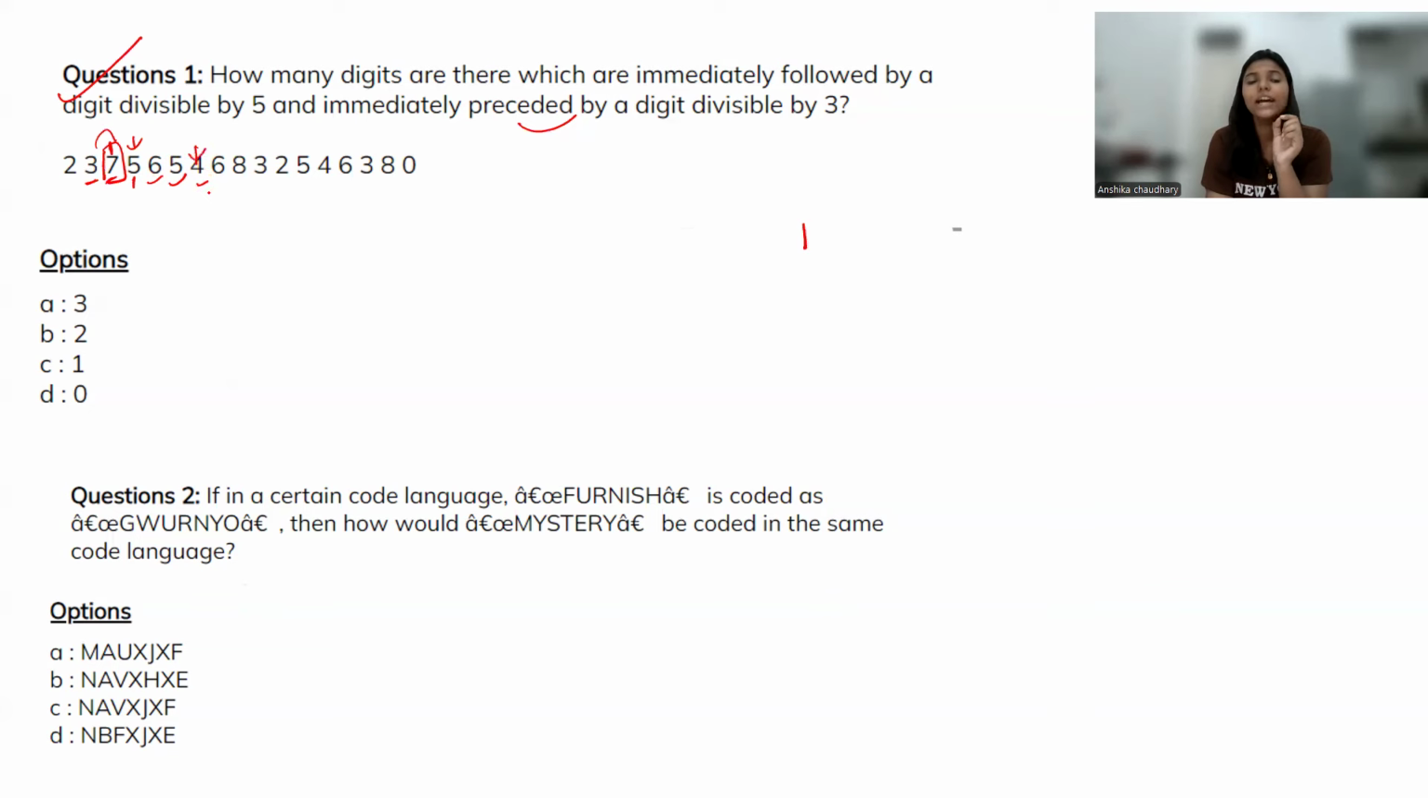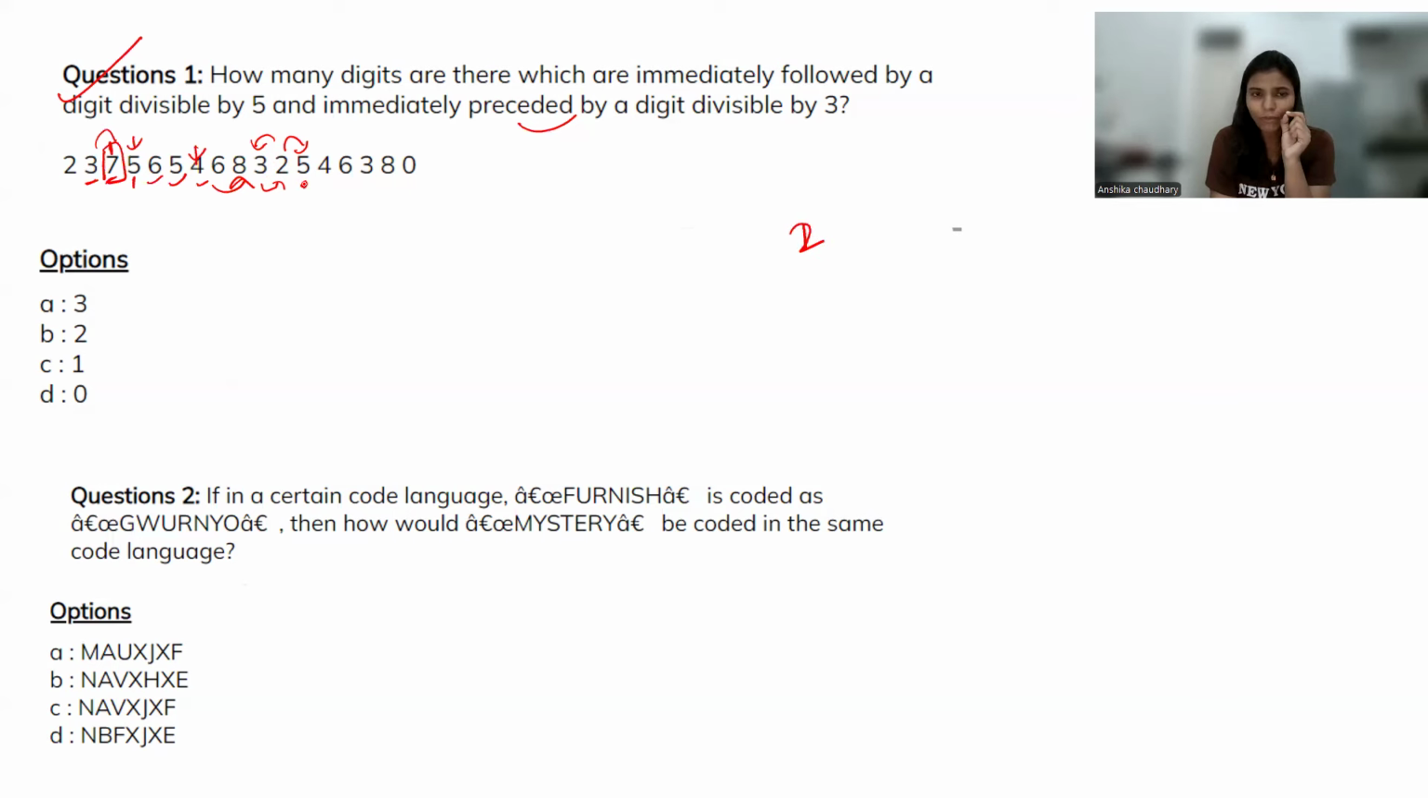Now we are at 4. So 6, 6 is divisible by 5, no. We will come here at 8. So 3, because we need to check the followed digit, right? So 3, we will check whether it is divisible by 5, no, we will come here on 2. So after 2, what is there? 5. So 5 is divisible by 5, yes. Now we will check for preceded digit as well. So 3 is divisible by 3, yes. So we have got one digit as well. So now it is 2.